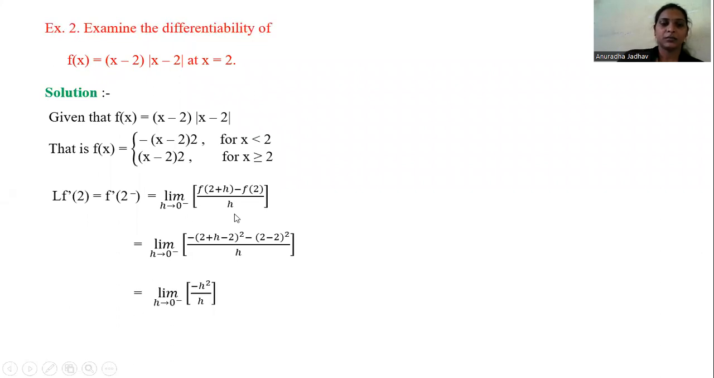Here plus 2 minus 2 gets cancelled, it remains only h square, and this value is minus 2 minus 2, 0, divided by h. Then in numerator and in denominator h gets cancelled, it remains only minus h. Then apply the limit as h tends to 0 of minus h. It gives left hand limit of f dash of 2 is equal to 0.